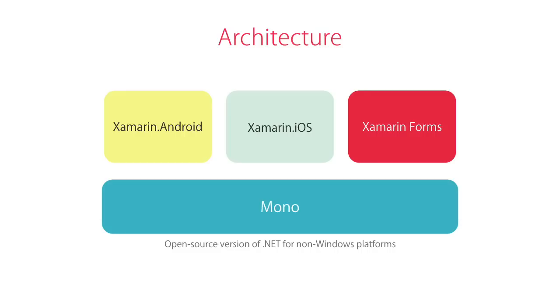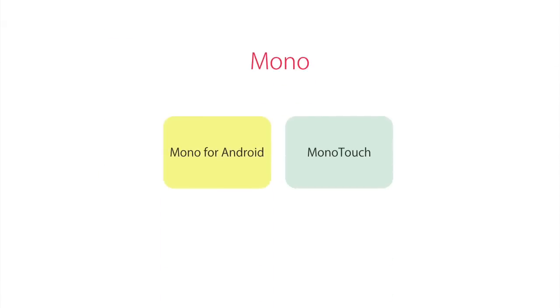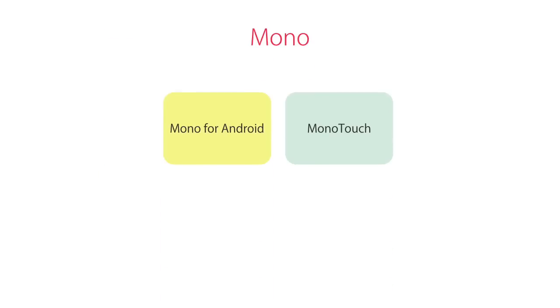Mono is a project that has been around since pretty much as long as .NET itself, but it wasn't very popular until recent years. In the Mono world, we had two releases. One was called Mono for Android, which was later renamed to Xamarin.Android, and the other release was MonoTouch, which is now what we call Xamarin.iOS.